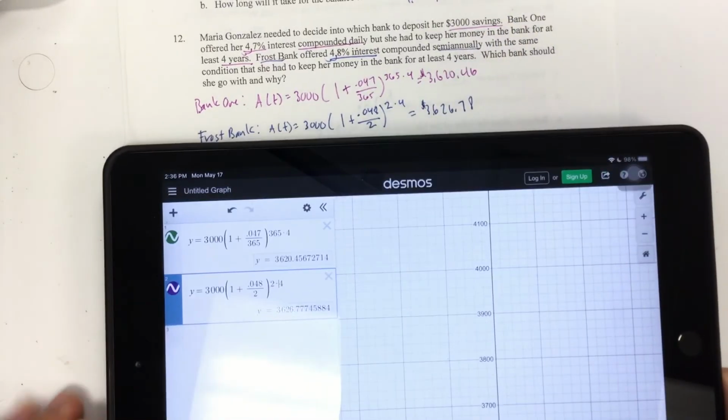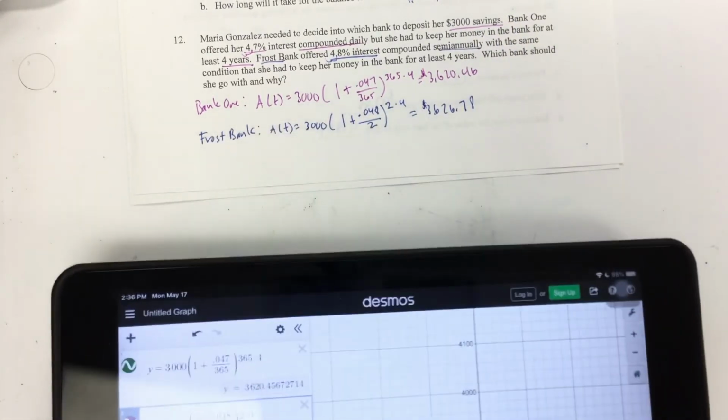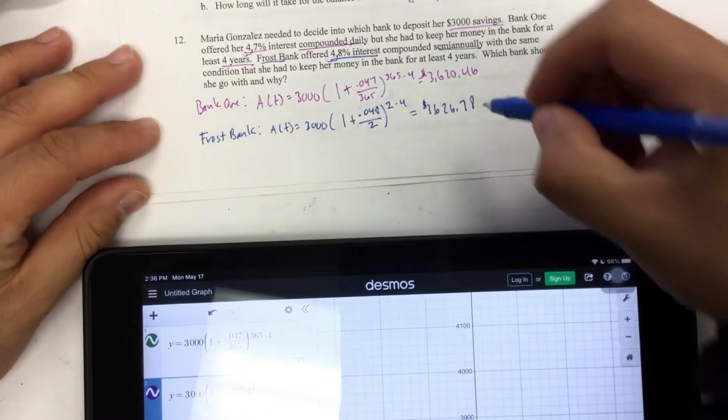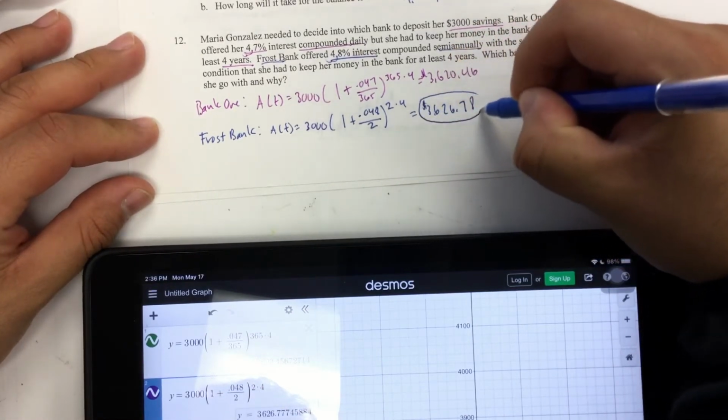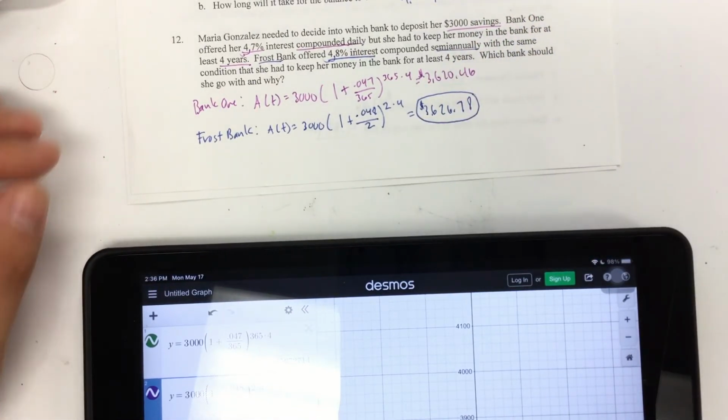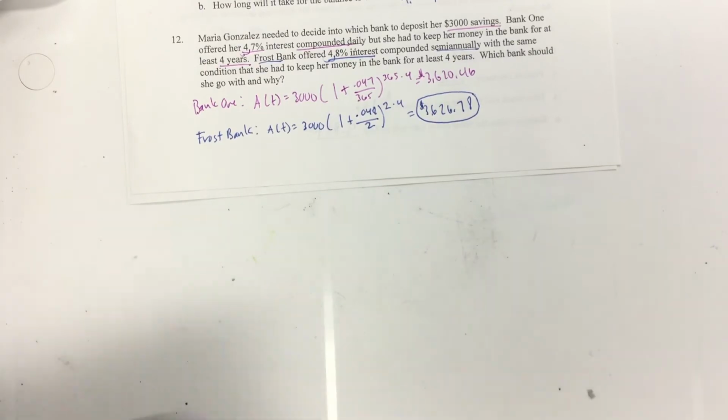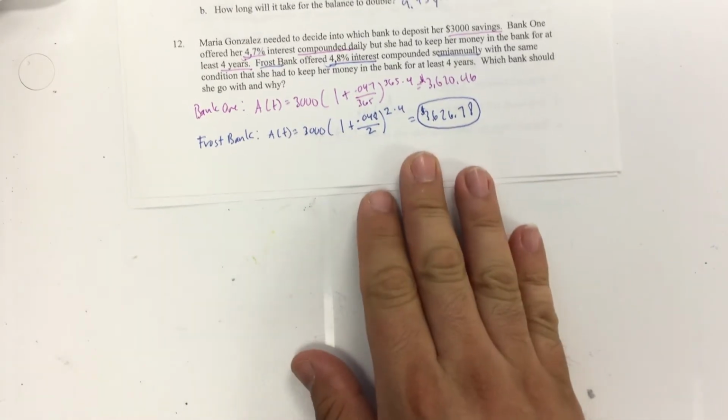All right, so here we can definitely see the two values. Which bank should she go with? Obviously, it should be Frost Bank because she's going to earn the most interest back on that one right there. So hopefully you can see those two answers, and that's why she should go with the Frost Bank. All right, let's go ahead and keep going.